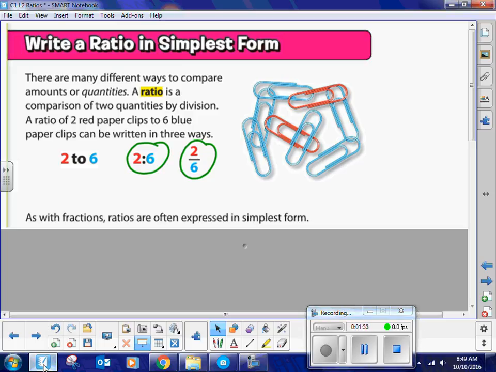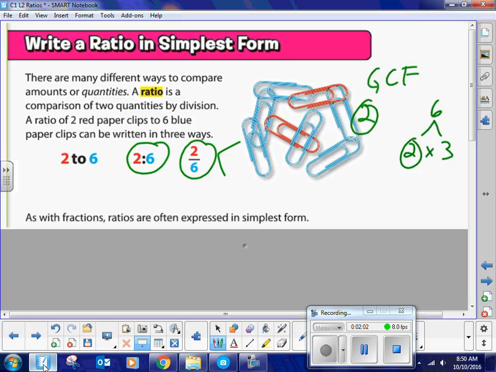2 is already prime, 6 is even, so we can divide it by 2, and 2 times 3 equals 6. That's the number they have in common. Stop looking at both of them, just look at one. Whichever number's circled, you divide by that. So we would divide both of them by 2, and we come up with 1/3. What is that saying? It is saying for every 1 red paper clip, there are 3 blue paper clips. Just so that we recognize what we're talking about.